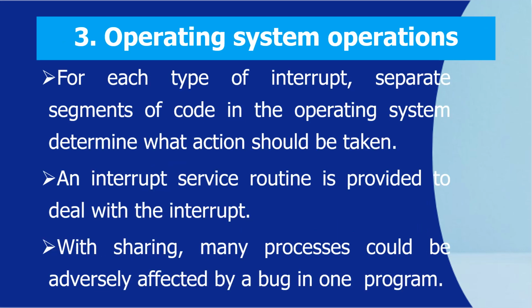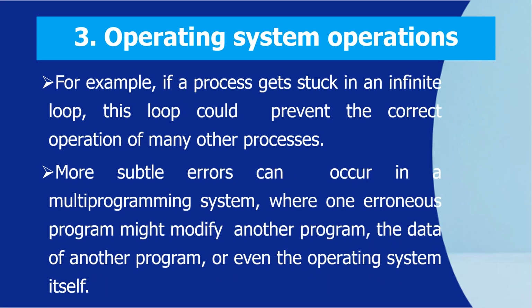In operating system operations, for each type of interrupt, separate segments of code in the operating system determine what action should be taken. Then, an interrupt service routine is provided to deal with the interrupt. While sharing, many processes could be adversely affected by a bug in one program. Suppose any process gets stuck in an infinite loop. This loop could prevent the correct operation of many other processes.